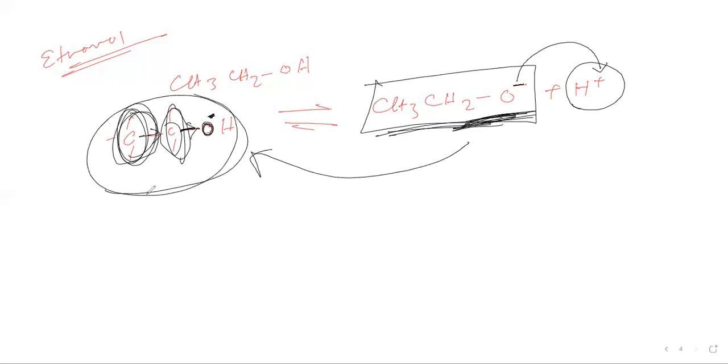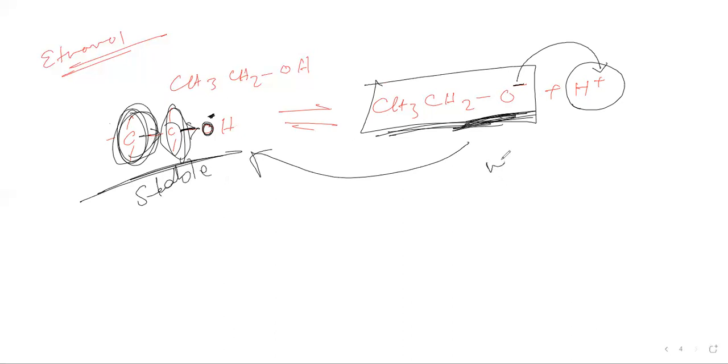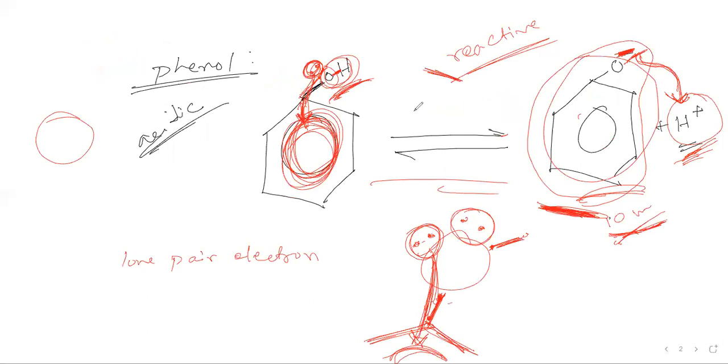and staying more in this situation. That means in this situation, it is much more stable than here. Here, it is unstable. But what happened previously in phenol's part? In phenol's part, this was unstable. But over here, this phenoxide becomes stable.